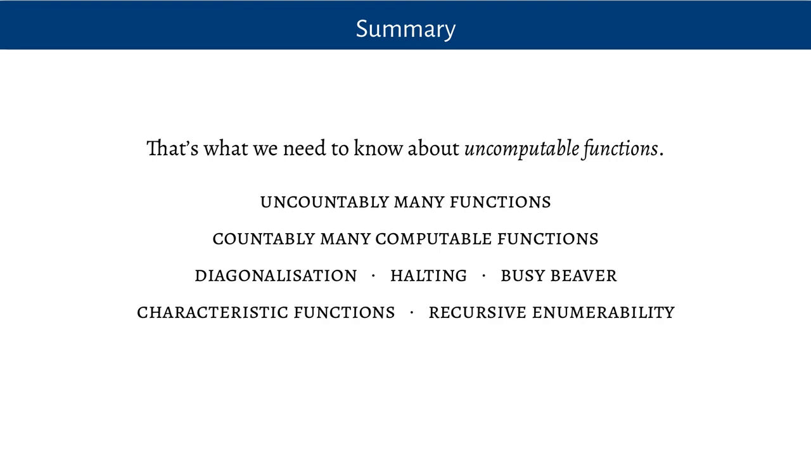So we finished this little tour of computability for this part. For this section, the things that you need to know is that since there are uncountably many functions and countably many computable functions, there have to be uncomputable functions. And then how you can prove particular functions to be uncomputable by diagonalization, by the halting problem, and the busy beaver function. And then these final concepts of characteristic functions and recursive enumerability, they're going to be the things that we will carry forward from this and apply to questions of the power and the limits of logical notions.